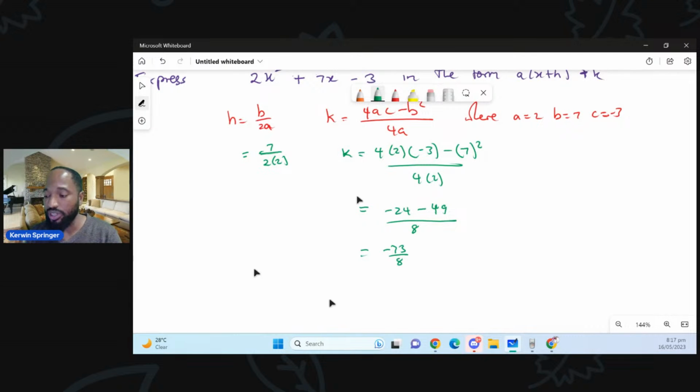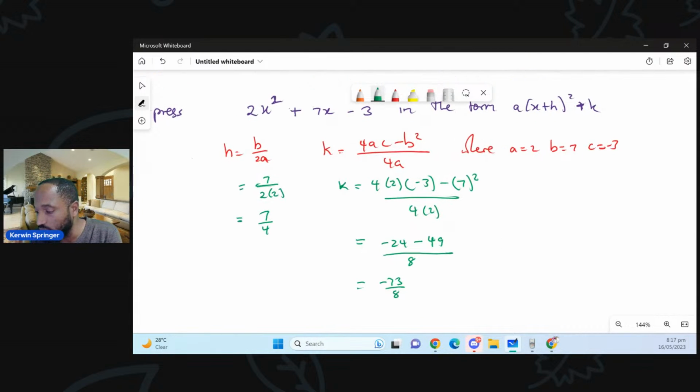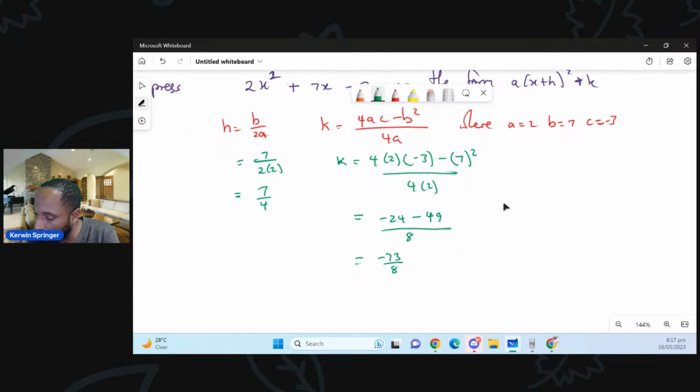So this looks like something that CSEC could bring, 7 over 4. This looks like the usual kind of numbers you walk out of there with. So this is the easiest method for completing the square, where you use a formula. You use a formula and you move on with your life. So 4ac minus b squared over 4a.